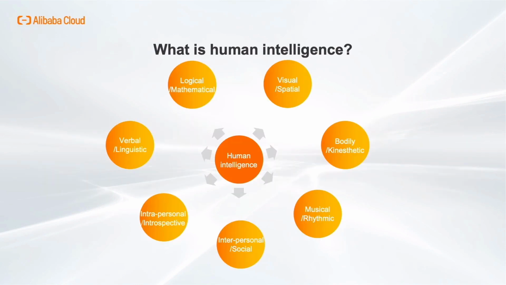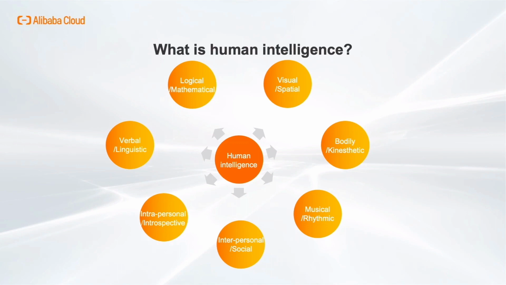Human intelligence can be divided into 7 categories: verbal linguistic, logical mathematical, visual spatial, bodily kinesthetic, musical rhythmic, interpersonal social, and intrapersonal introspective. We call ourselves Homo sapiens, man wise, because our intelligence is so important to us. For thousands of years, we have tried to understand how we think, that is, how a mere handful of matter can perceive, understand, predict, and manipulate a world far larger and more complicated than itself.